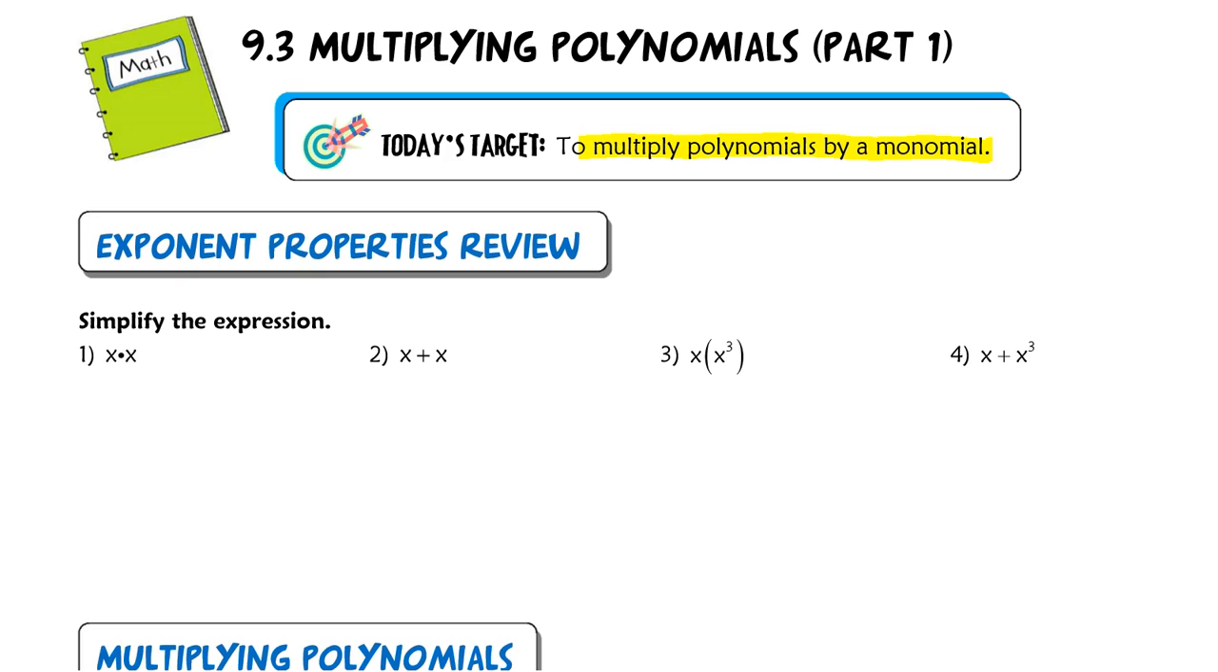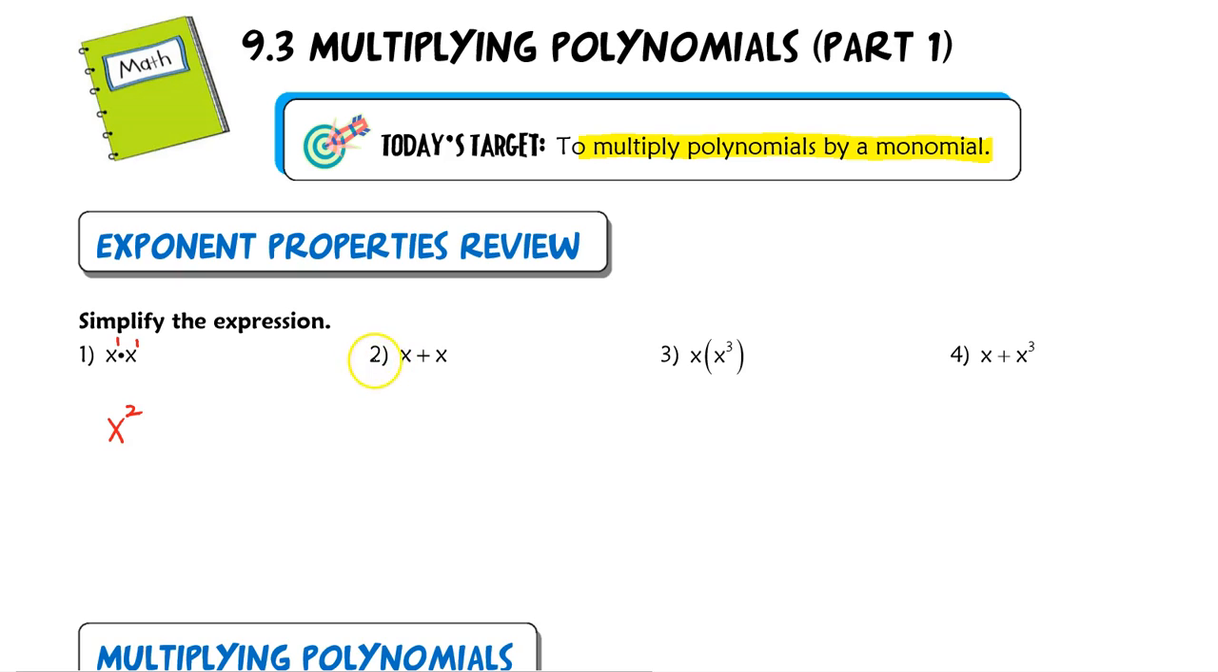Okay, now our very first example here says x times x. Now I'm going to go ahead and write in the exponent here. This is x to the first times x to the first. If you remember, when you multiply powers with the same exact base, you're going to add those exponents. So I would get x to the second power, 1 plus 1.